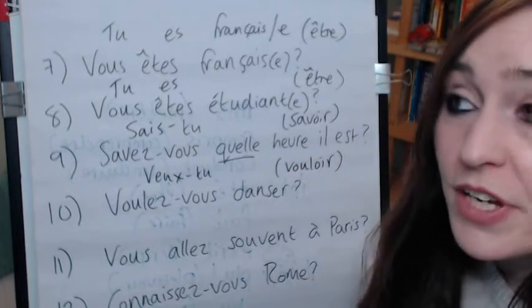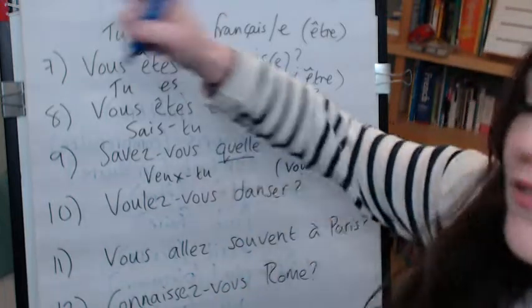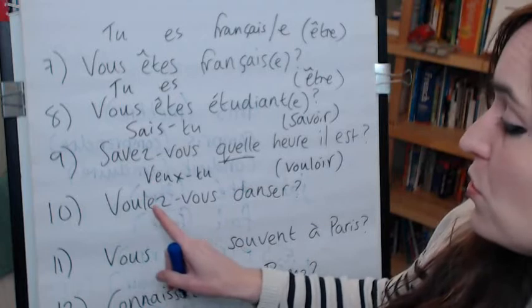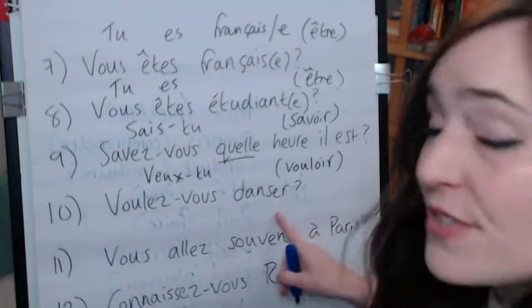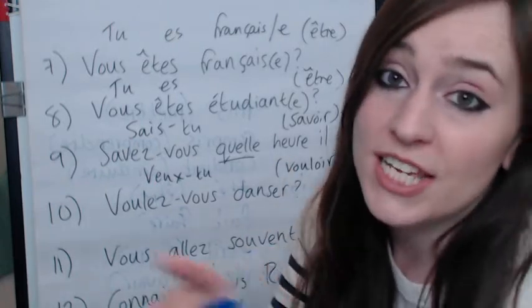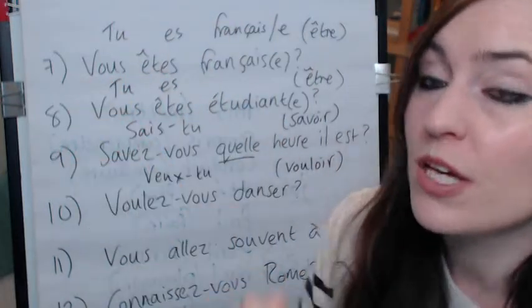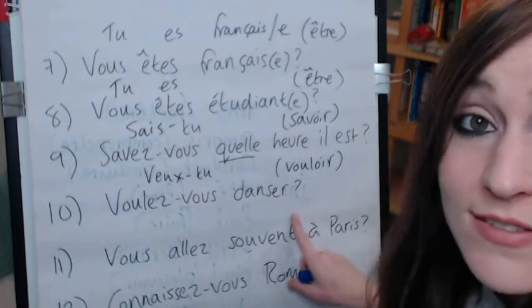Very useful, very irregular, modal verb. That verb can be followed by an infinitive verb, as is the case here. So here we've got do you want? Voulez-vous danser? That's why in the song it's Voulez-vous coucher avec moi? Coucher is the sleep bit, to sleep. Here we've got to dance. Do you want to dance?